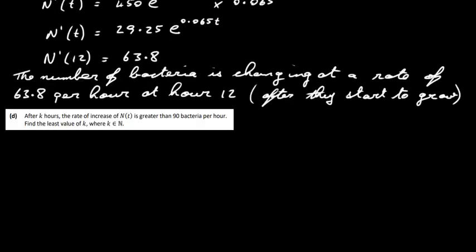So let's have a look at part D. After k hours, the rate of increase N of t is greater than 90 bacteria per hour. Find the least value of k where k is an element of N. In this particular case we've got to write down our rate of change function, which is 29.25 e to the power of 0.065k. This is N dash t.